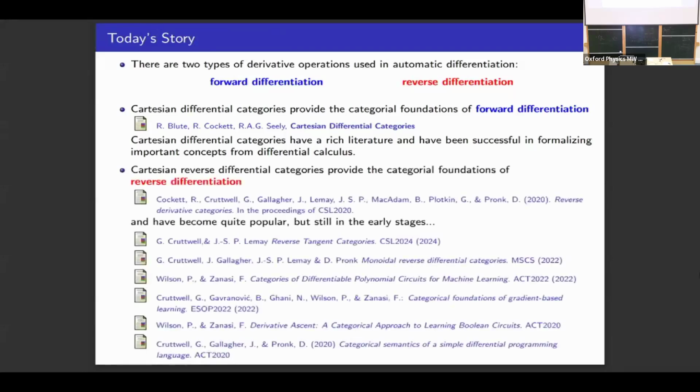Cartesian reverse differential categories instead give the categorical foundations of reverse mode differentiation. These were introduced in CSL 2020, and they've actually been quite popular, even though they're still in the early stages of development. They've been able to formalize certain things like some gradient descent algorithms, some differential programming language foundations, etc.